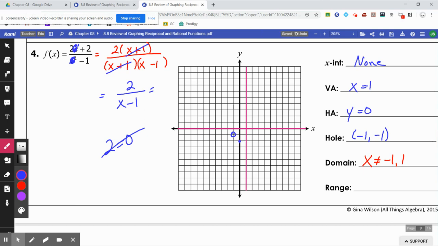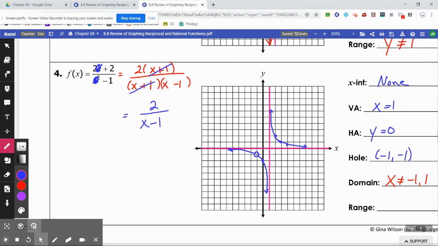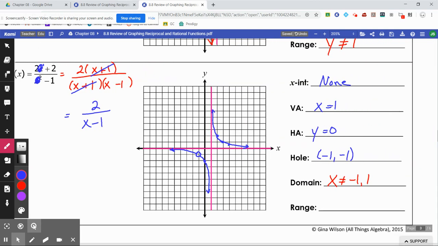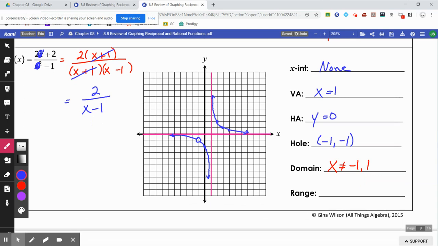Plug in some x values to find more points on your graph, and here's what it'll look like. Now that we have our graph, we can look at our range restrictions. Your y restrictions, there's only 2 of them. The horizontal asymptote creates one of them, so y will never be 0. And your other one, y will never equal negative 1, because of the hole in your graph at negative 1.